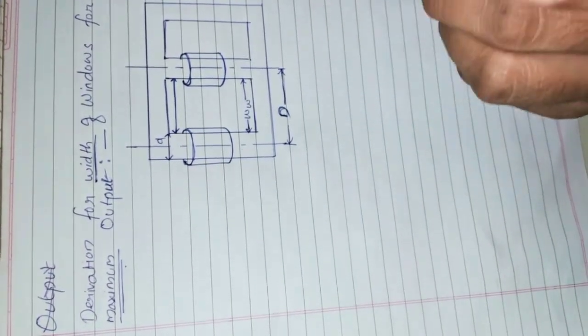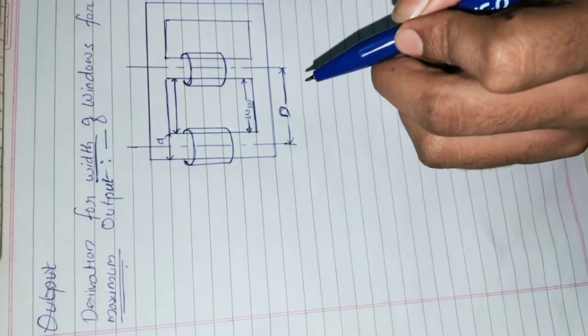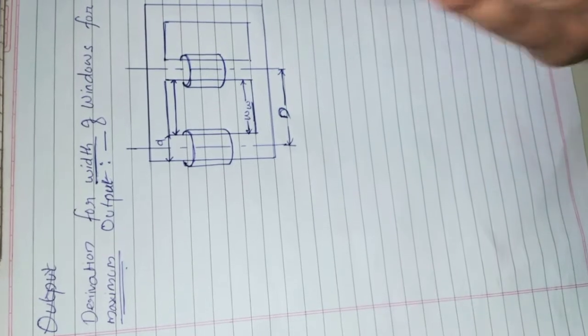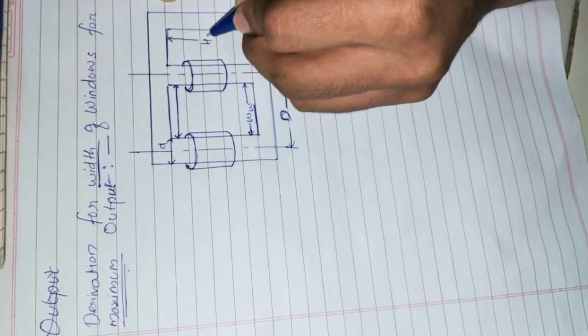So for this we have some assumptions. We have to find the width. So height will always be unity. That means just consider height as 1. So this is the height of the window.